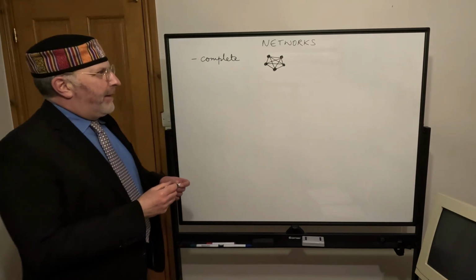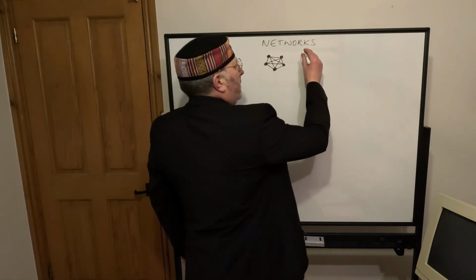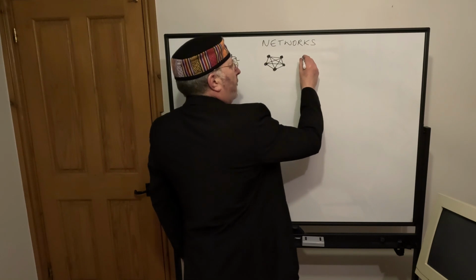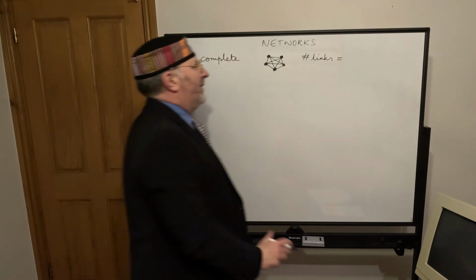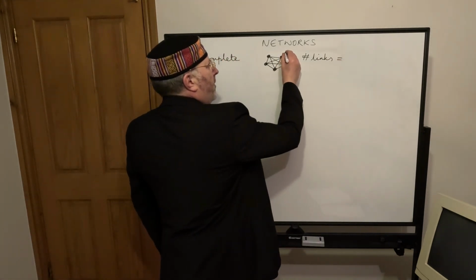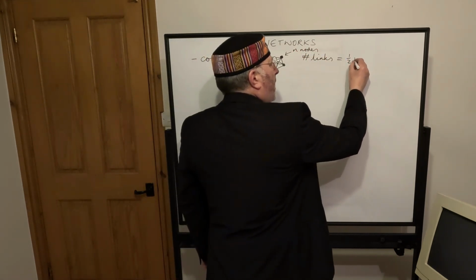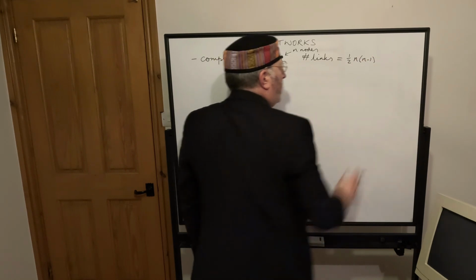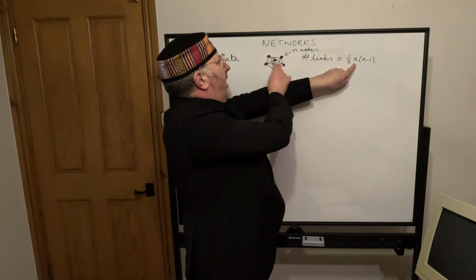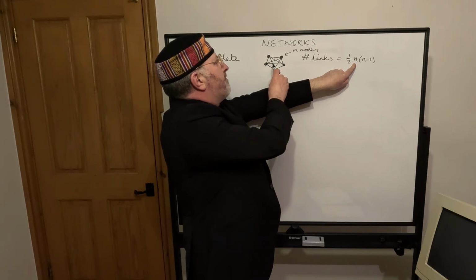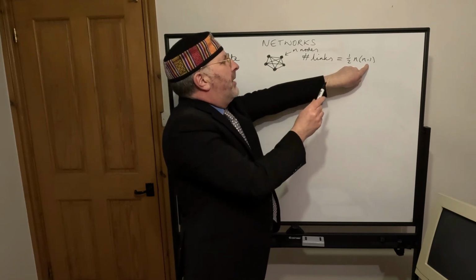So there's a complete network of 5 nodes. And the number of links in a complete network, if there are n nodes, is going to be a half n times n minus 1. There's n nodes, and each of them is connected to n minus 1 other nodes, because it's not connected to itself, but it's connected to everything else, so there's n minus 1 of those.